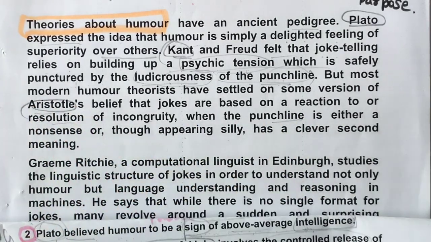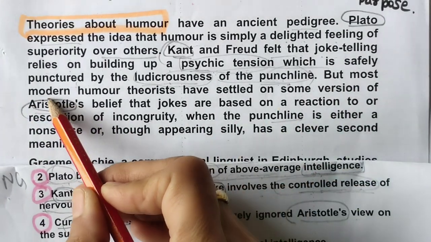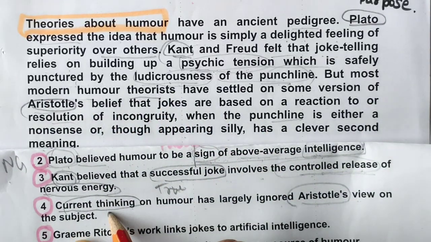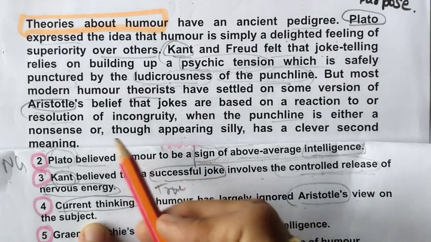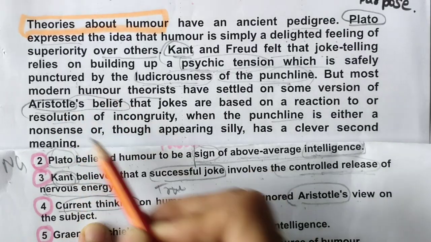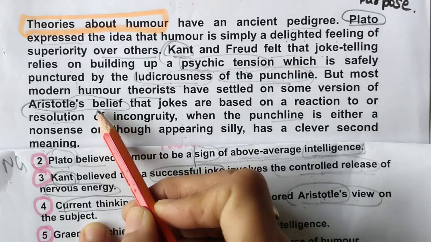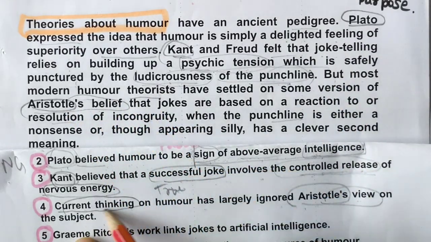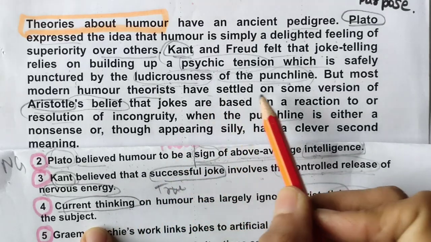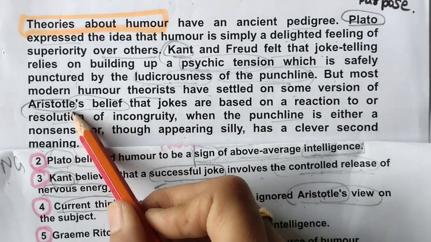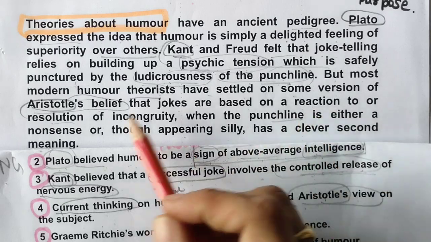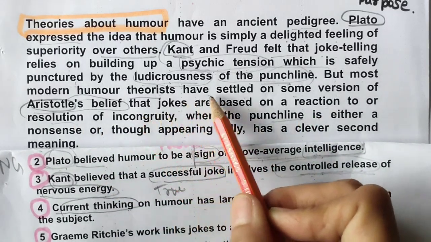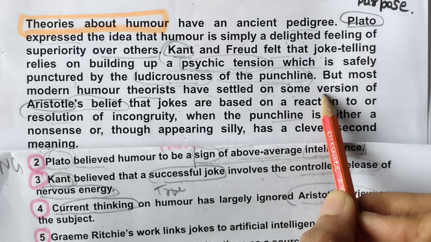The Aristotle word is here. See this. It means, but most modern humor theorists. Most students will try to find only the words 'current thinking'. So the Aristotle word, Aristotle's belief meaning view, I have got it here. It means this is the location. But most modern humor theorists means current thinking. Okay, have settled on some version of Aristotle's belief that jokes are based on reaction to resolution of this.